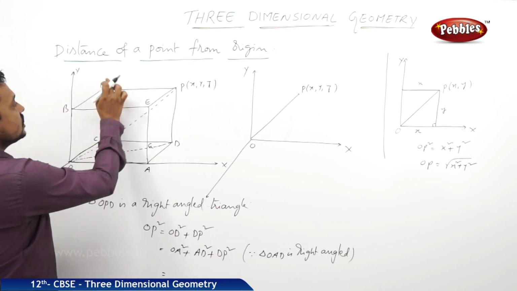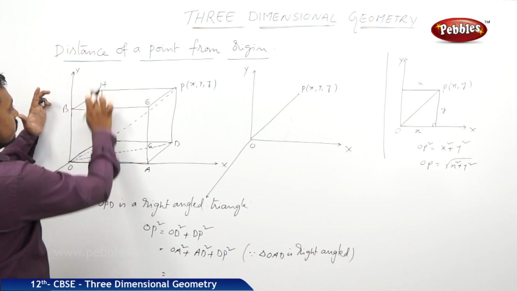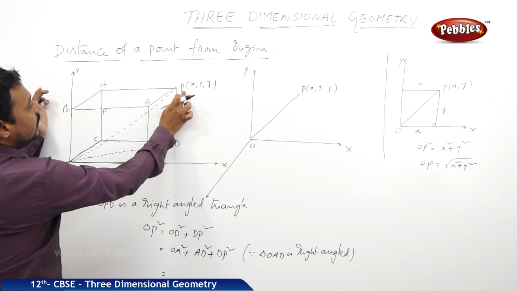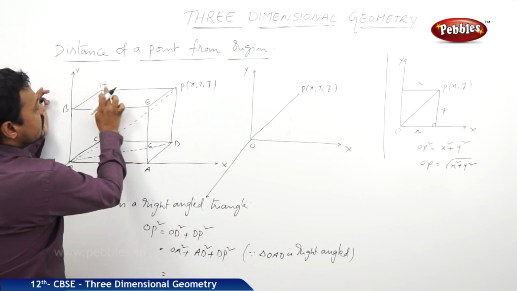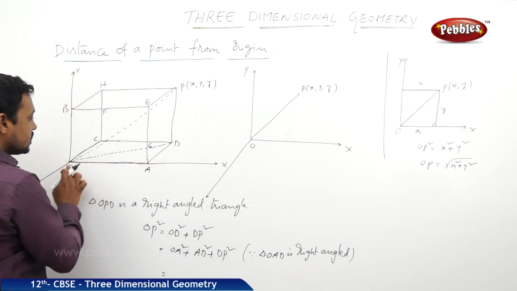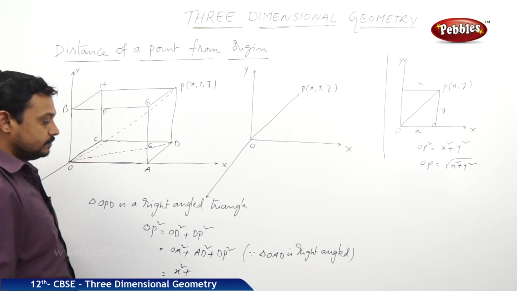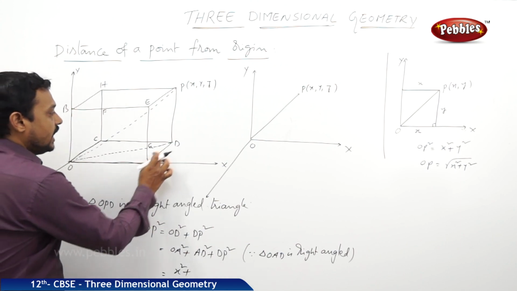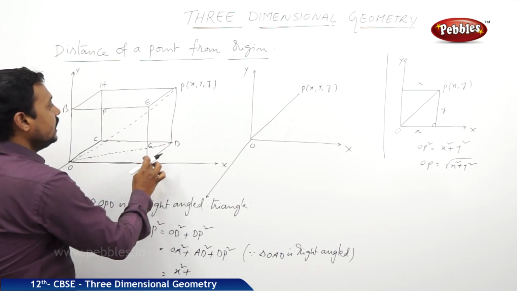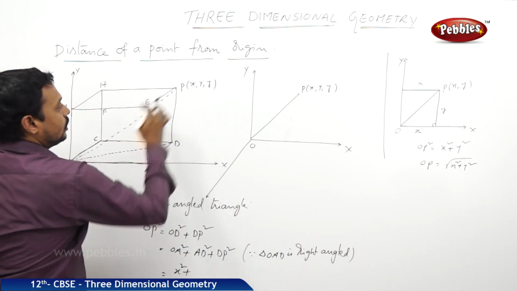But what is H? H is a point in the YZ plane. Now the point P is at a distance of x units from the YZ plane, so HP is equal to OA, that is equal to x, so it will be x square. Next, AD. AD is equal to EP.